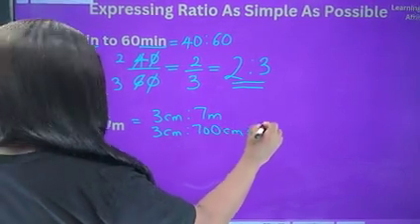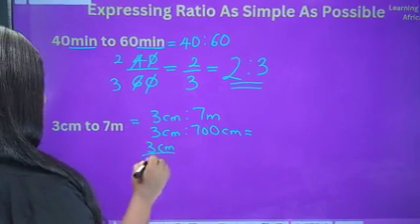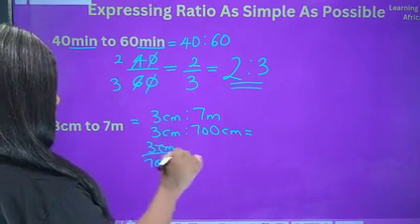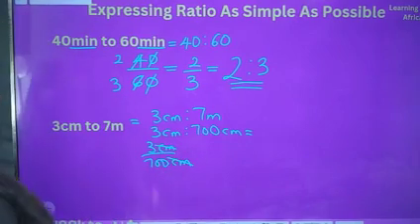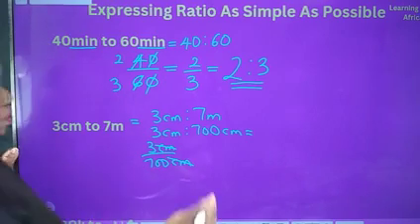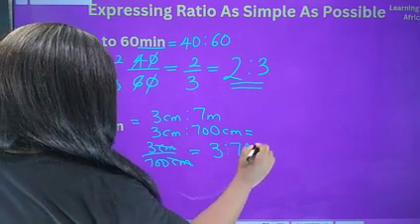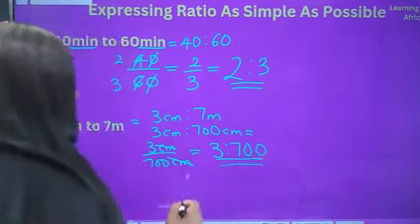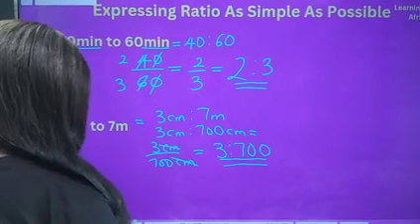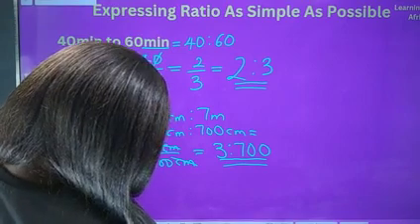So let's express it as fraction. So we will have 3 centimeters over 700 centimeters. And let's take out the units because they are already the same. They are in the same unit. So 3 over 700 will be the simplest we can express this ratio into. So that will be ratio 3:700.